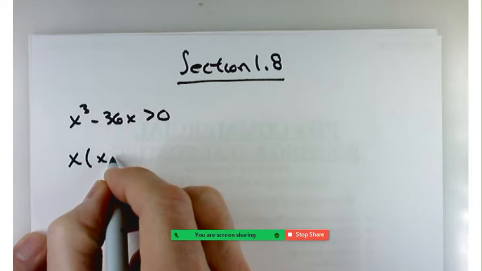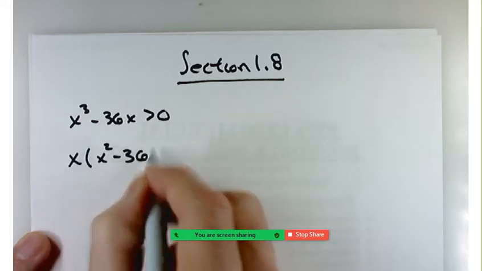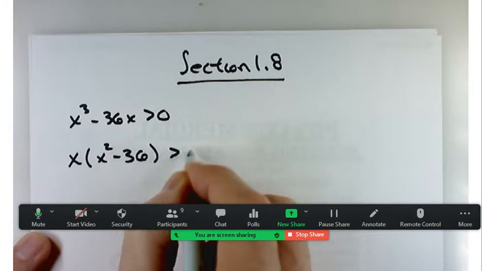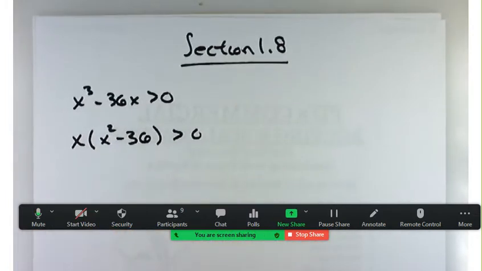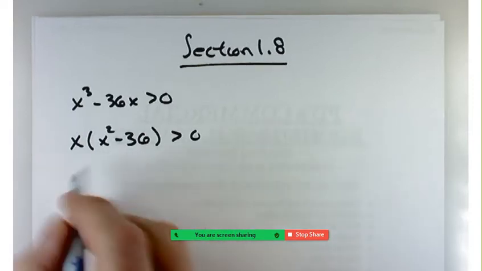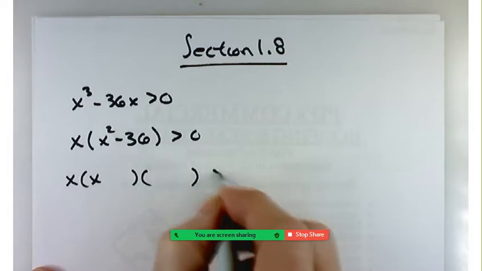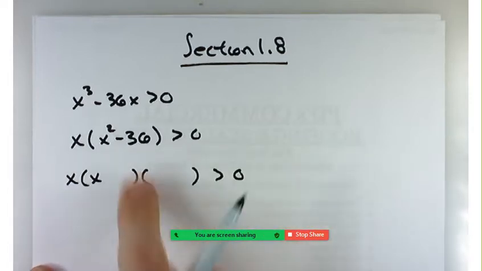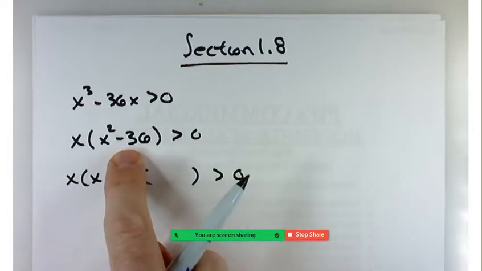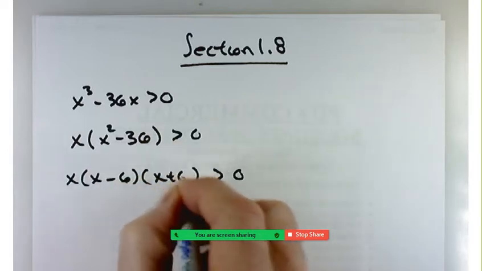So towards that end, I'm going to factor out the x from there. That's going to leave x squared minus 36. Still want to know where this is greater than 0. Then this continues to factor x. And I don't know, maybe somebody can help me out. How would x squared minus 36 factor? x minus 6. Awesome. x minus 6, x plus 6.